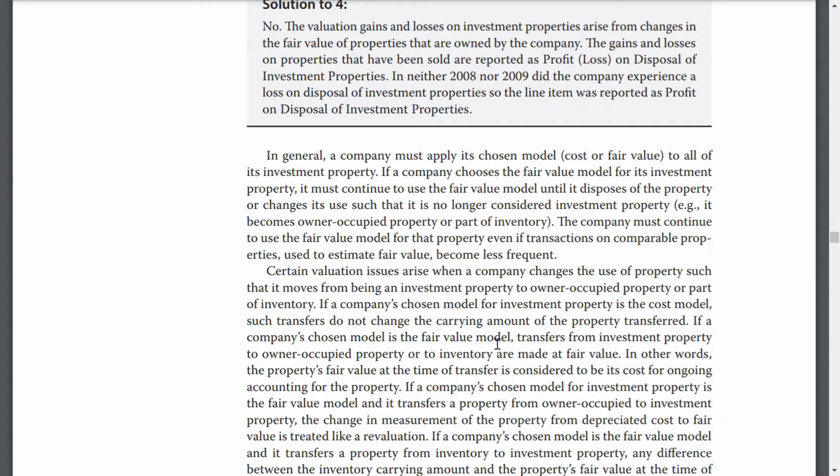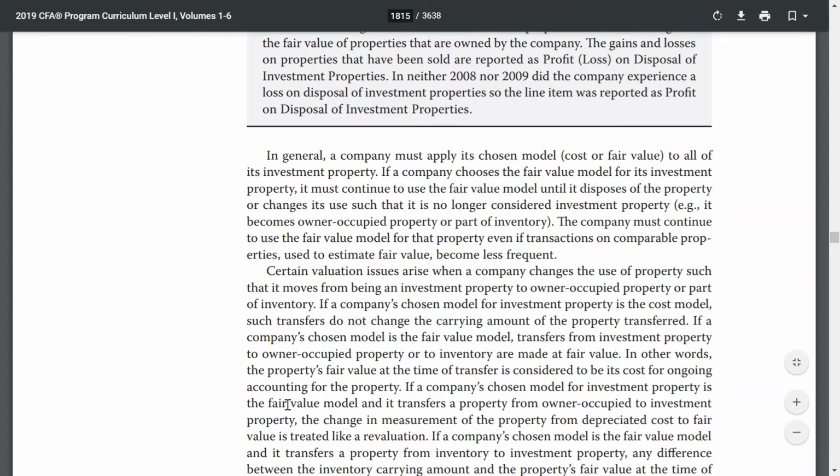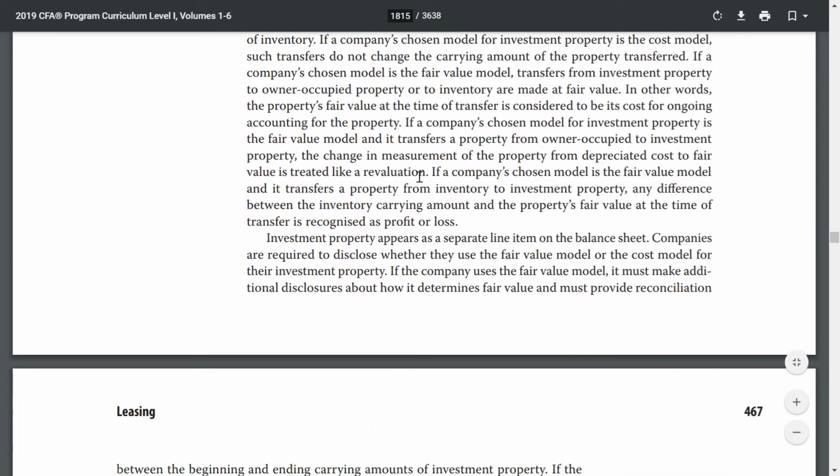Certain valuation issues arise when a company changes the use of property, such as moving it from being investment property to owner-occupied property or part of inventory. If a company's chosen model for investment property is the cost model, such transfers do not change the carrying amount of the property transferred. If a company's chosen model is the fair value model, transfers from investment property to owner-occupied property or to inventory are made at fair value. In other words, the property's fair value at the time of transfer is considered to be its cost for ongoing accounting.